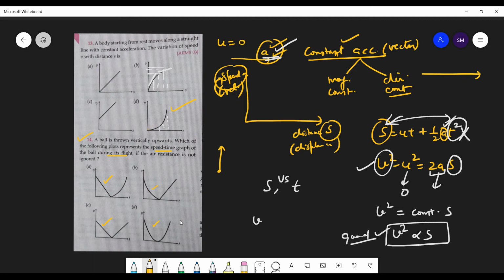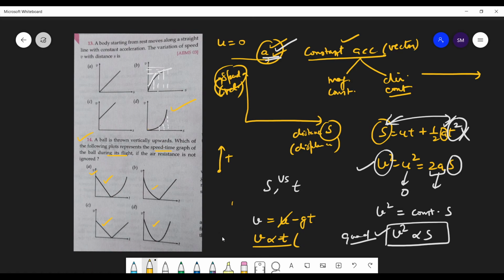The rate of decrement will increase. What is the correct option? V versus T. So v is equal to u, if we are taking upward direction as positive, but still it doesn't matter because here it's not velocity, it's the speed. So v is equal to u minus gt, u is 0, so v is directly proportional to minus t.